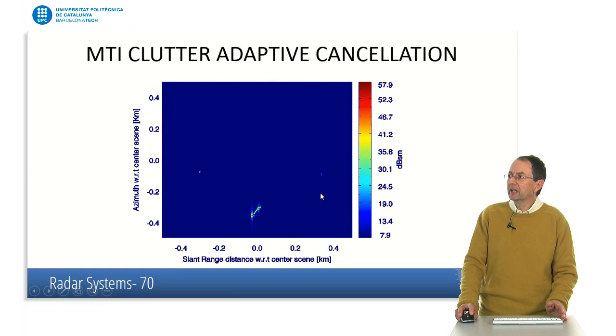But then, if we apply MTI processing, in this case a sophisticated adaptive MTI, which takes into account the statistical parameters of the surface, the autocorrelation of the surface, we can decrease the clutter level by 20, 30 dBs. Now we have a very clean image where we can detect even a very small target.